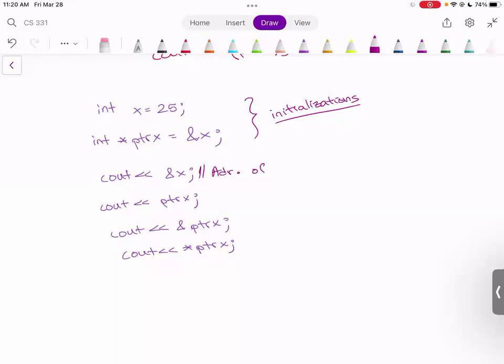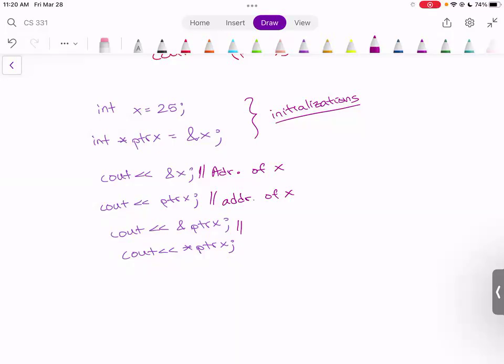Address of x. What about ptrx? It would be the same thing. Good. Again, the address of x. Excellent. What about &ptrx? You're gonna print out the address of the pointer x, right?